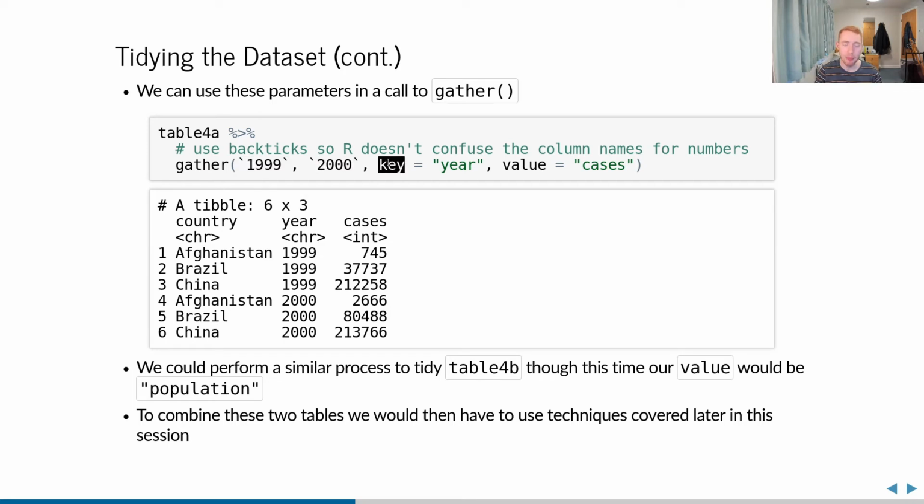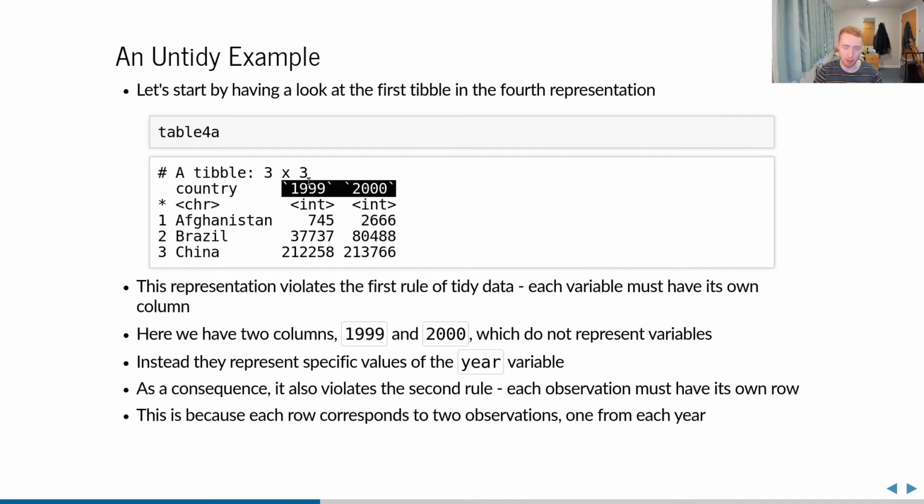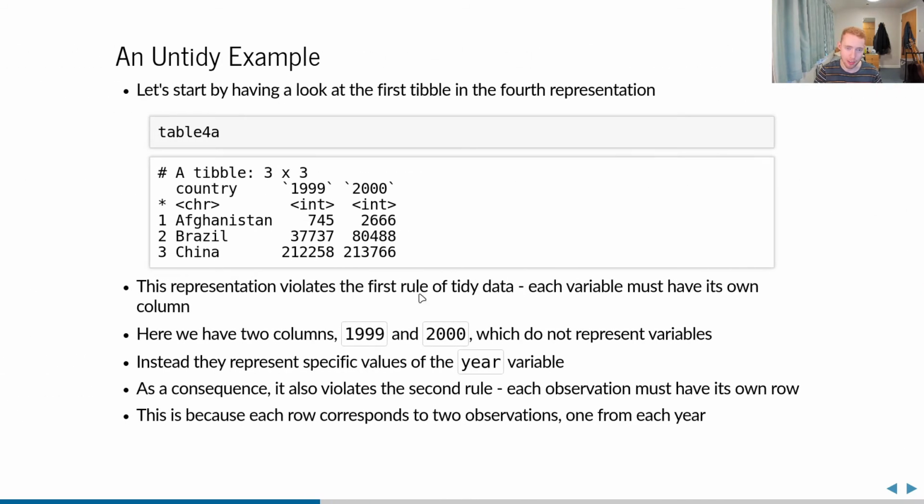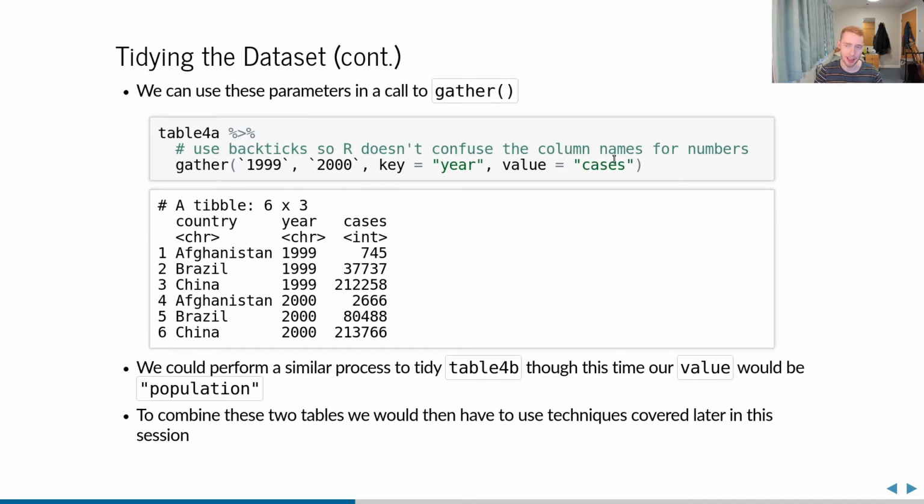And then the key is the name of the column for which its values are currently contained in the column names. So the column names have the values 1999, 2000, and these are values of the variable year. And so we're going to set our key to be year, and the value, which is the values inside of here, these represent the cases, and so value is cases.